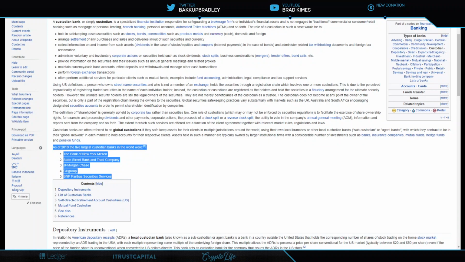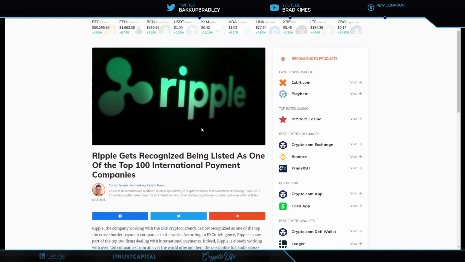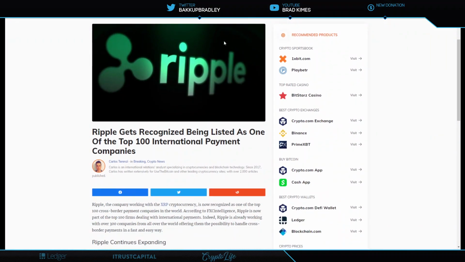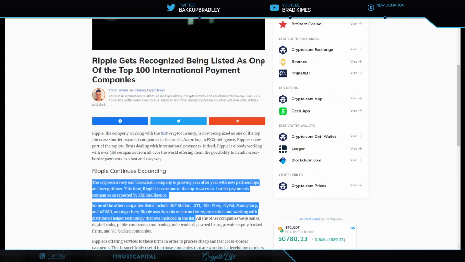One, the Bank of Mellon. Isn't this interesting? I think we know that BNY Mellon is obviously tied in to Ripple. Let's see what we got here. Is this it right here? I'm trying to find this one particular. Oh, okay. So in this, Ripple gets recognized in the list as one of the top 100 international companies.